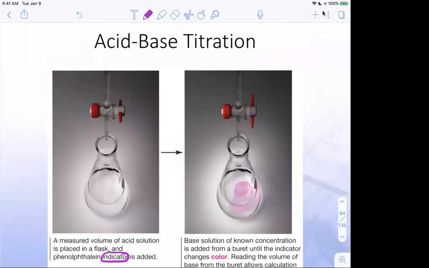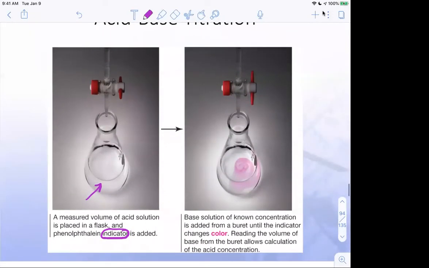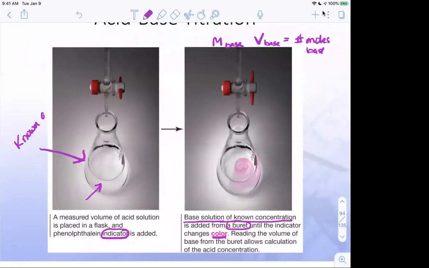So if I have a measured volume of acid solution that I put in a flask and I add an indicator, when I add my base solution of known concentration, I'm going to use a burette until I get a color change. When I read the volume of the base from the burette, I will have molarity of the base, and I will have the volume of the base, which allows me to calculate the moles of the base. This is a known concentration or a known amount.